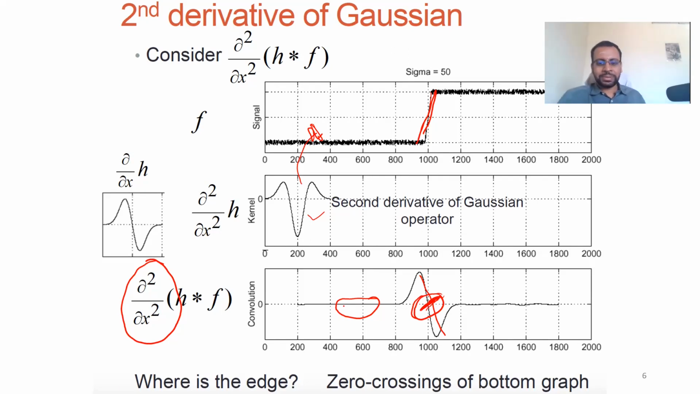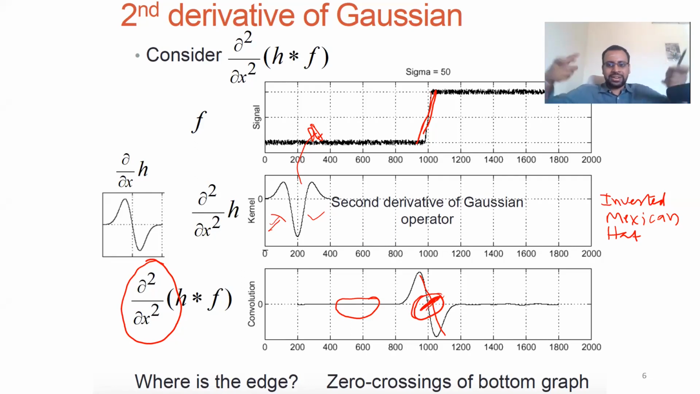Does anyone from the medical imaging course remember the name of this shape? What is the shape? Inverted Mexican hat. It's an inverted Mexican hat. Assuming it's a symmetric kernel, in 3D it looks like a Mexican hat but inverted. That's how this is referred to.